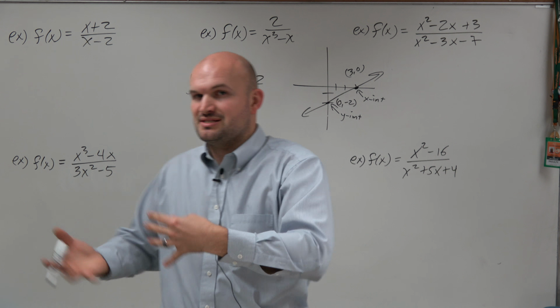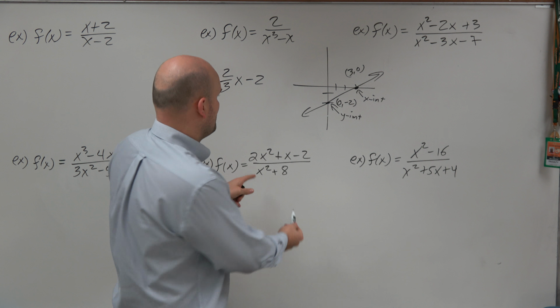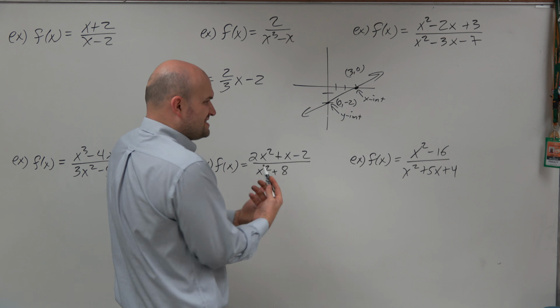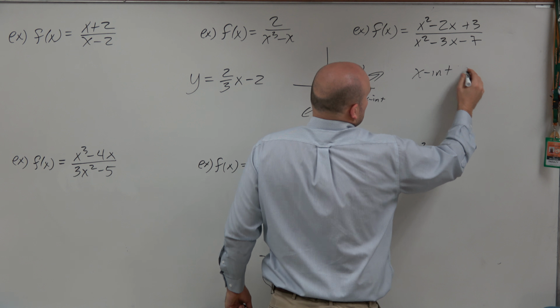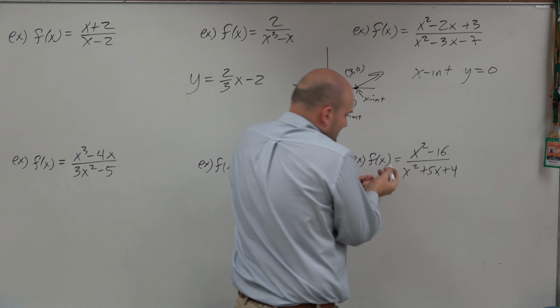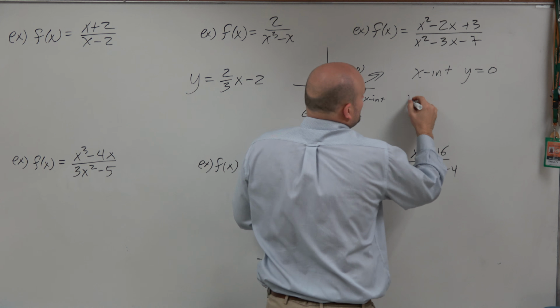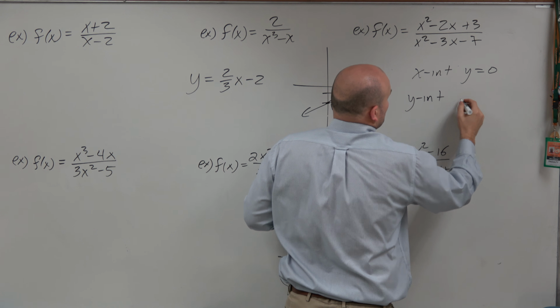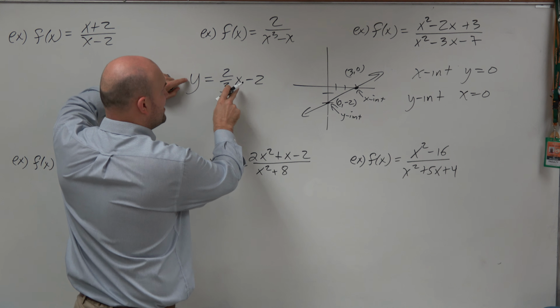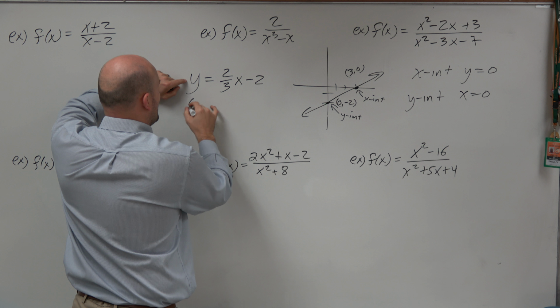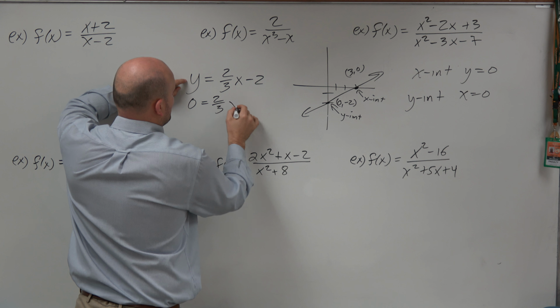Here we're dealing with functions instead of an equation, so we're replacing y with f of x. But still, we're going to be applying the same thing. When we're looking for the x-intercept, y equals 0, or in this case, f of x equals 0. When we're looking for the y-intercept, x equals 0. You can see this works out here. If I wanted to find the x-intercept, I would replace y with 0, and I would solve.